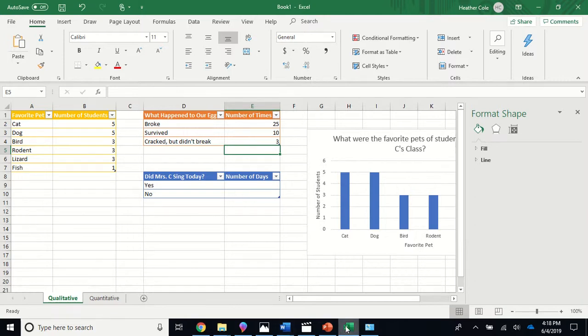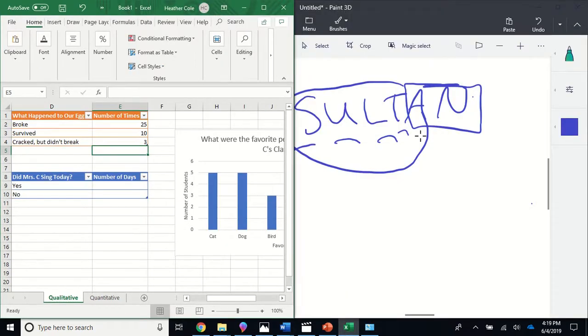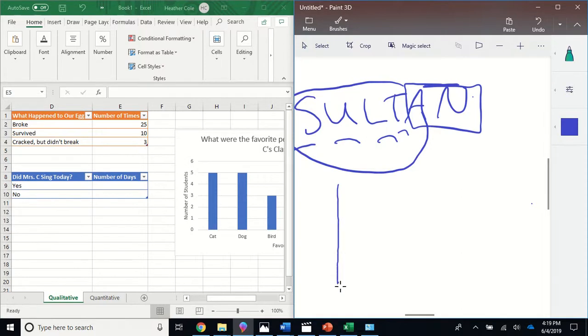Okay, so we're going to make our graph. So I'm going to start by making my chart. So remember the acronym SULTAN. I'm going to start by drawing in my axes. And usually scientists and mathematicians will put little arrows at the top and the bottom to show that these could go on if we wanted them to. And then I'm going to put in a title.